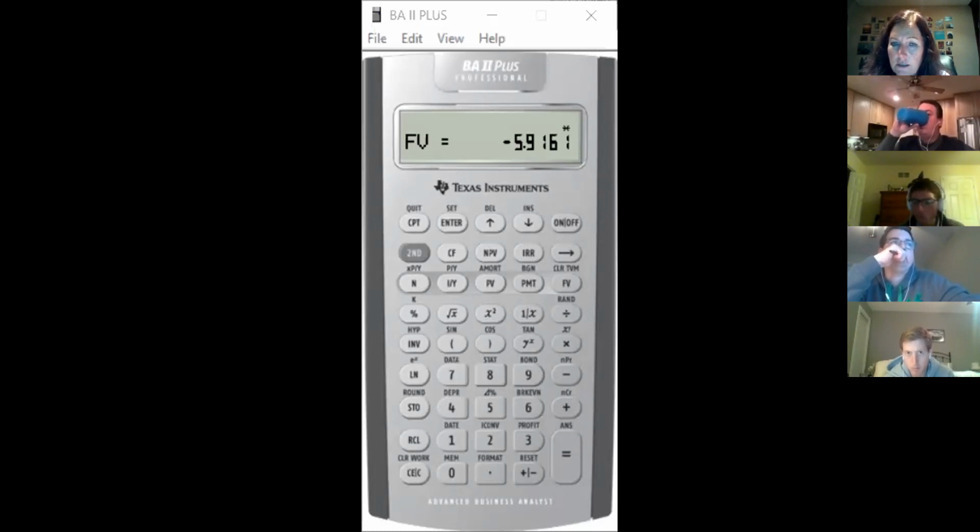You invest, so that's an outflow, a negative number, and you get back a positive number. If you're investing in stock, you put it in as a negative present value to get back a positive number in the future.